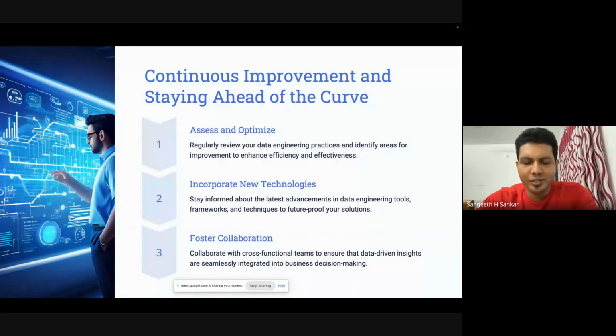Incorporate new technologies, as I mentioned, upskill yourself, right? Get a feel of those new technologies that come in the market, and try to evaluate them and embed them in your skill set. Next is about fostering collaboration. Even being engineers, even if you build something, it's very important that you communicate that effectively to your stakeholders, to your business, right? So that they make the most out of what you have built and it can be used for efficient decision making.